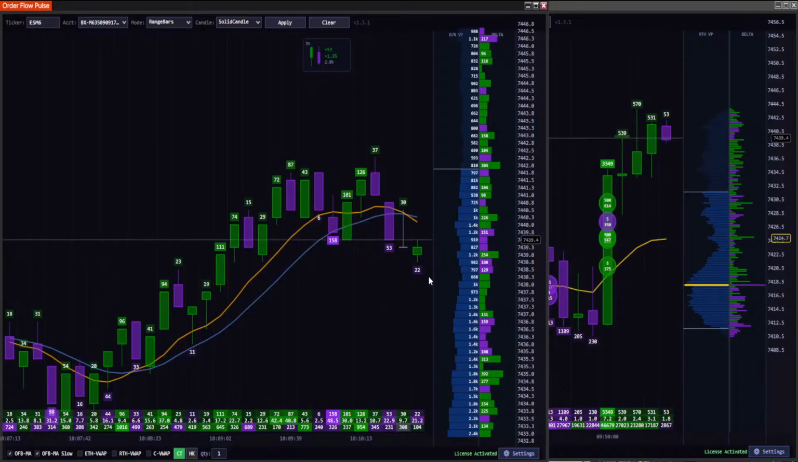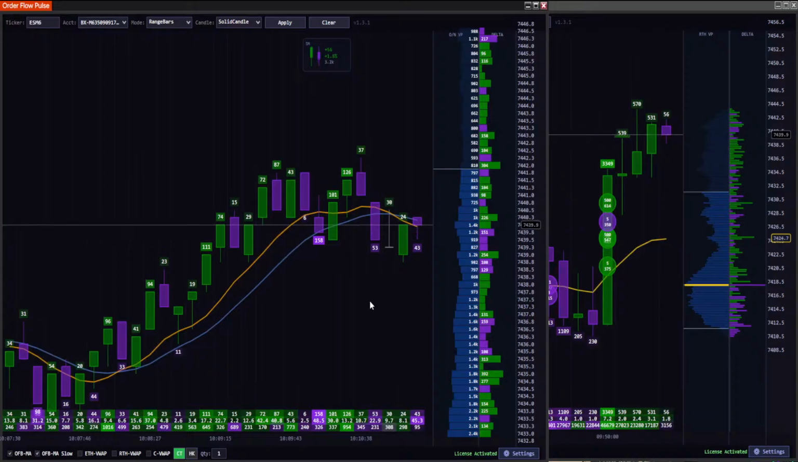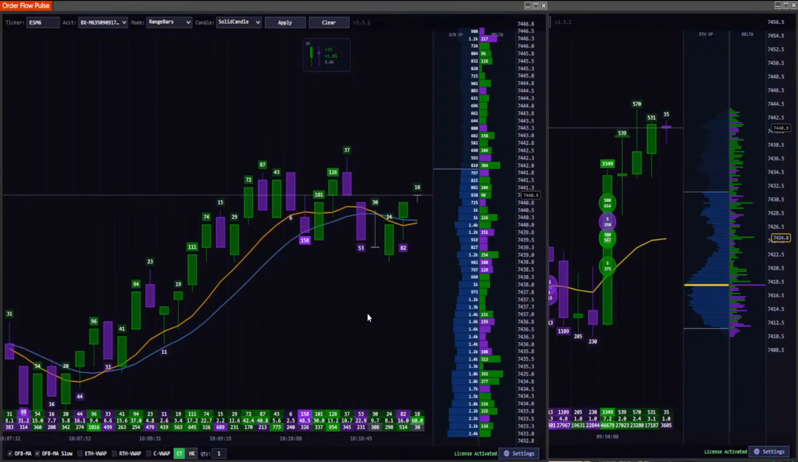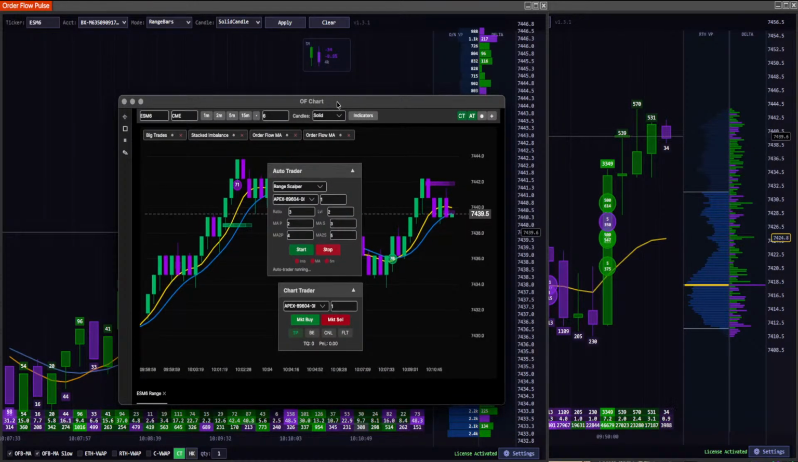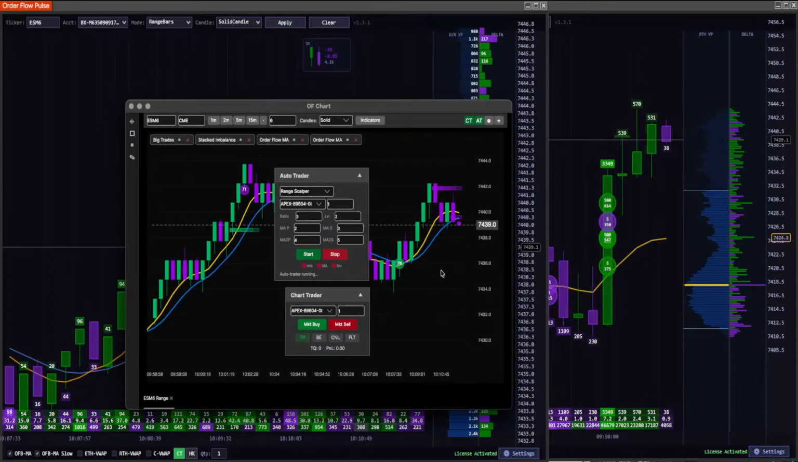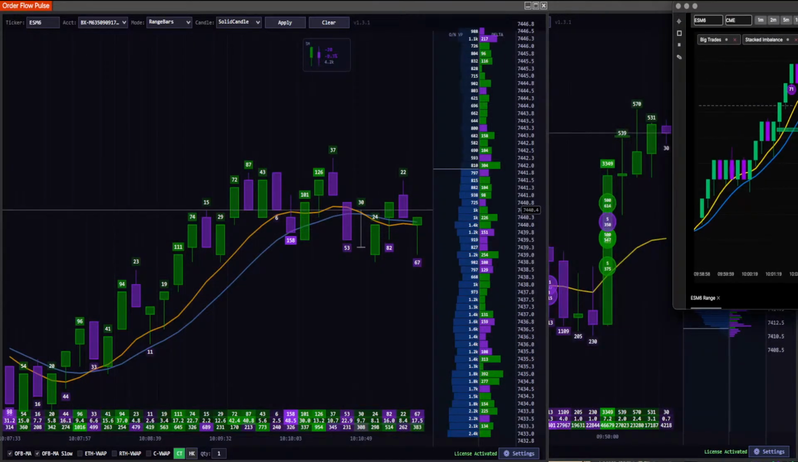But then my range scalper has gotten me good. I need to have my range scalper. The range scalper only takes longs because I've been testing that and it works great. Now I need for it to do shorts. When I'm talking about the range scalper, I'm talking about this little auto trader right here. This is my own personal trading platform that should be released like hopefully next month.